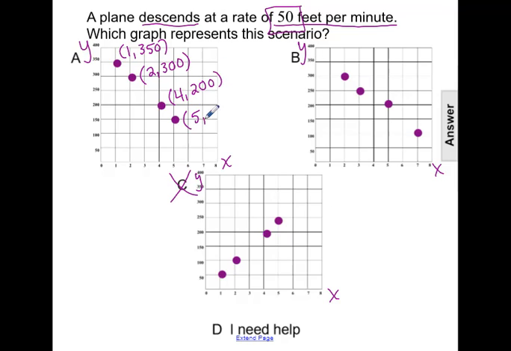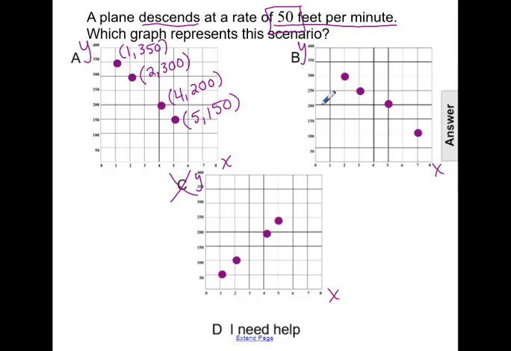And (5, 150). So if we're looking from each coordinate point, as you increase the minutes by 1, the height is actually decreasing by 50. You would go from 350 to 300, and then they skip the data point of 3 minutes, but they're going from 4 minutes to 5 minutes. You're going from 200 to 150 feet. So graph A is descending at that rate of 50 feet per minute.